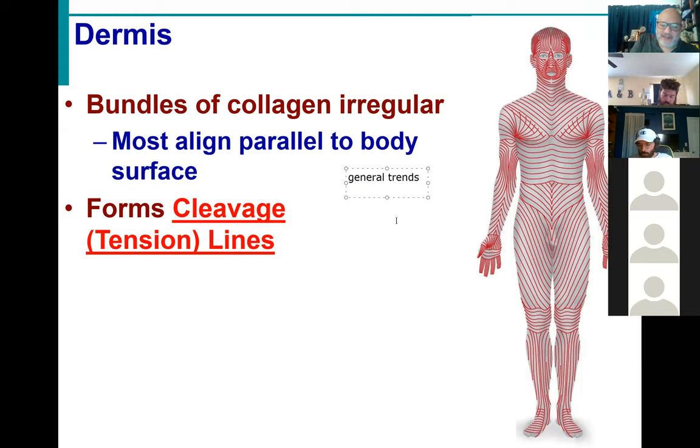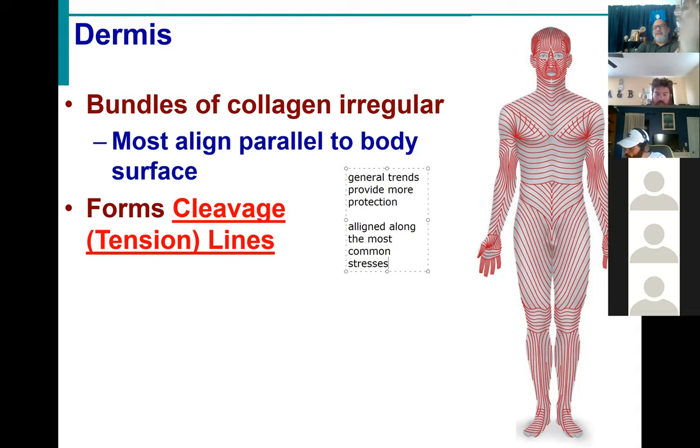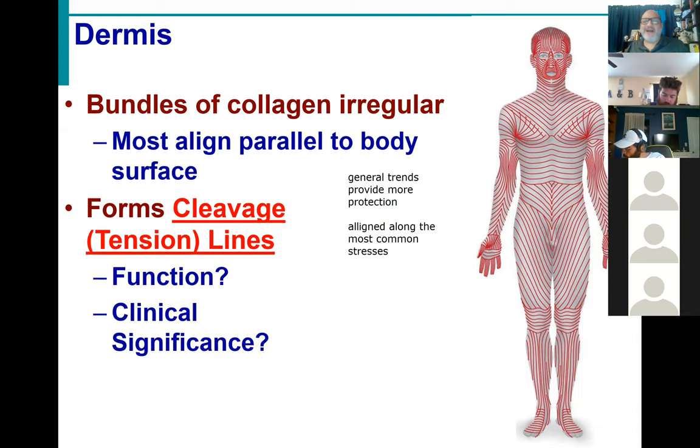And this general trend is going to provide more protection. They're typically aligned along the most common stresses. So notice the elbow, it's much more likely to go up and down because it's stressed in this direction than it would be for a left and right movement of the elbow. This is certainly important from a life standpoint, because again, it provides this extra protection and extra defense against stress. However, why might this be important to understand these cleavage lines or these tension lines from a clinical standpoint?